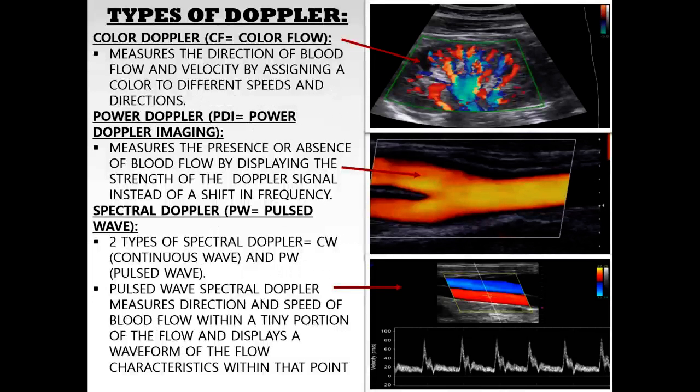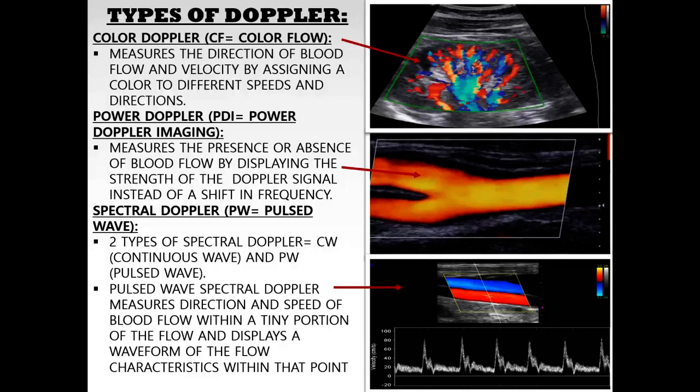The three types of Doppler are color Doppler. We also call this CF for color flow. And color Doppler measures the direction of flow. It tells us whether it's a positive or a negative Doppler shift. It also tells us velocity information by assigning a color to different speeds and directions of flow.